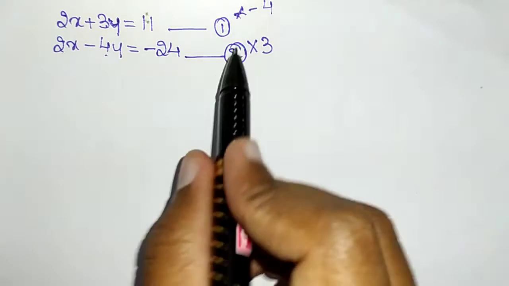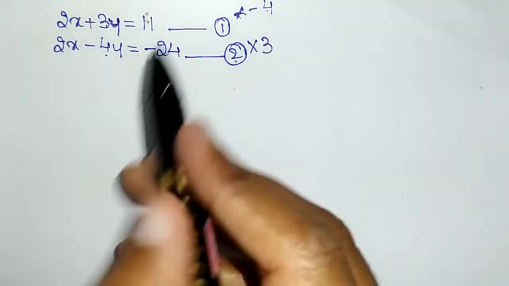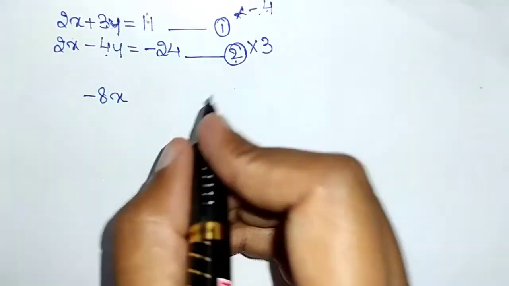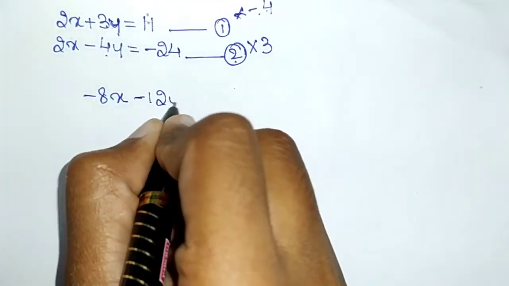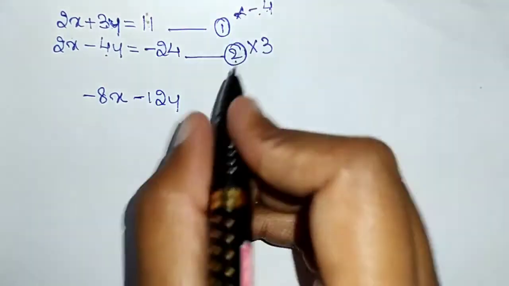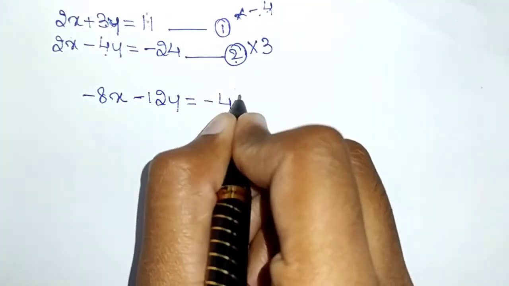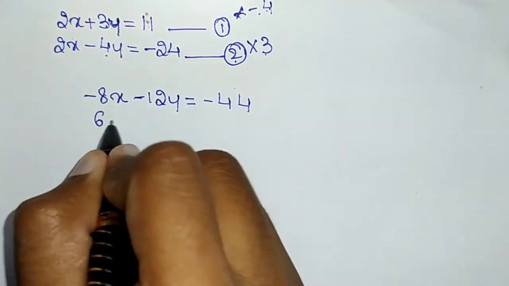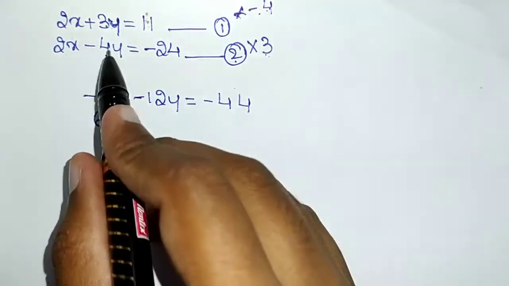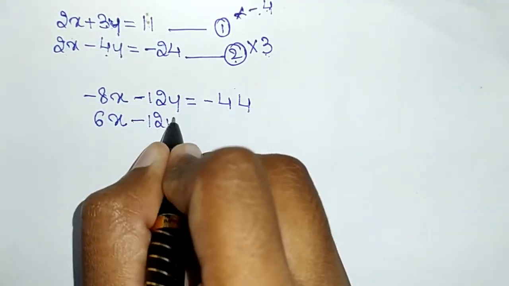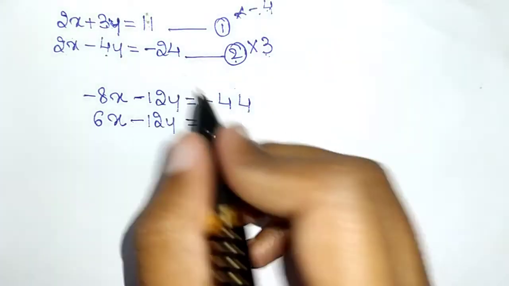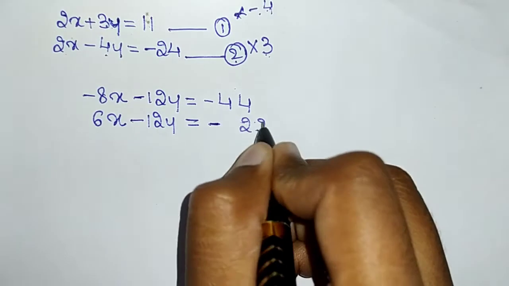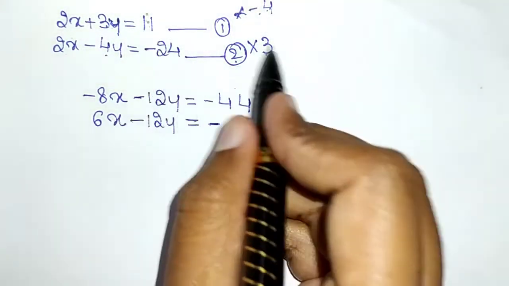So now rewriting the equations, minus 4 into 2, minus 8x, minus 4 into 3, minus 12y, minus 4 into 11, which is equal to minus 44. Similarly, 3 into 2, 6x, 3 into minus 4, minus 12y, is equal to 3 into minus 24. 3 fours are 12, 3 twos are 6, 7.